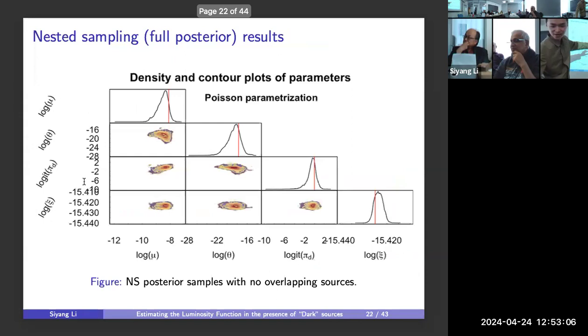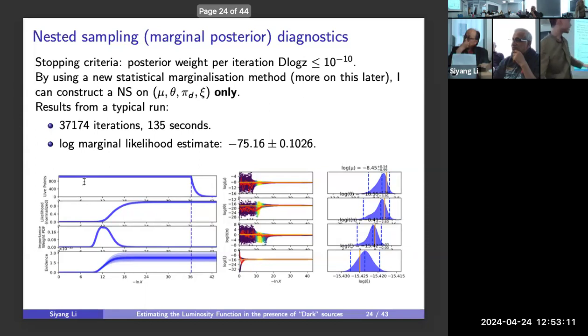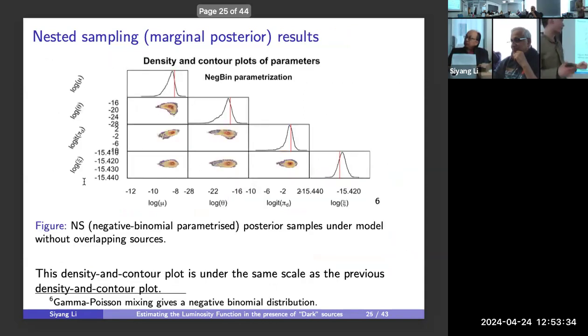I will just quickly go back to this one. So the convergence is much faster, and the iterations and the time for the nested sampling to run are also much shorter with the same stopping threshold. And now this nested sampler is only on the 4 parameters apart from the source intensity parameters. And here are again the contour and density plots for the 4 parameters, again apart from the source intensity parameters.